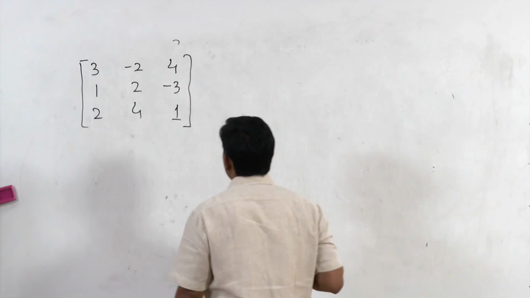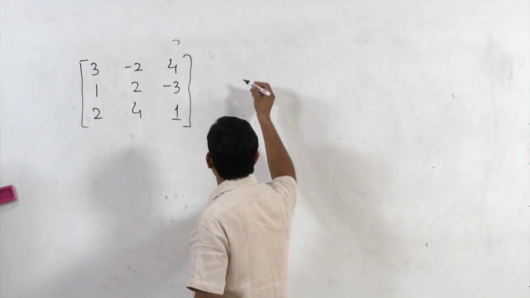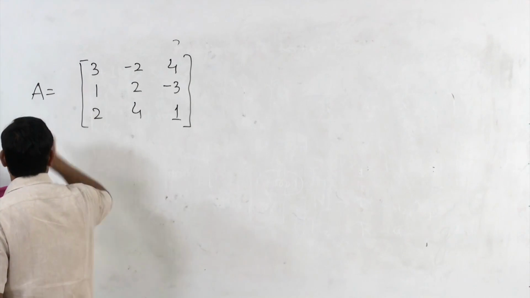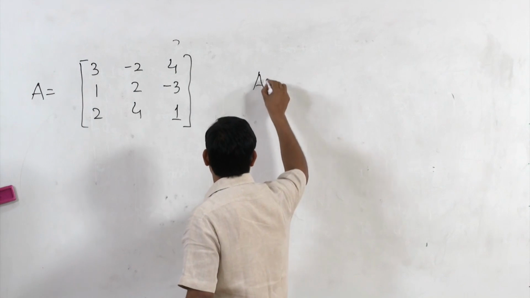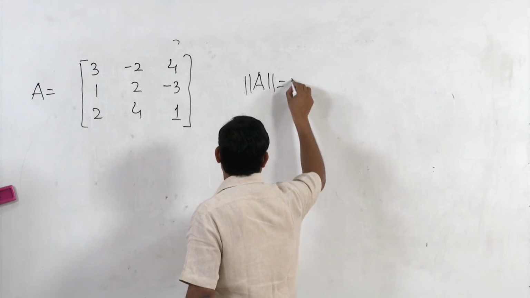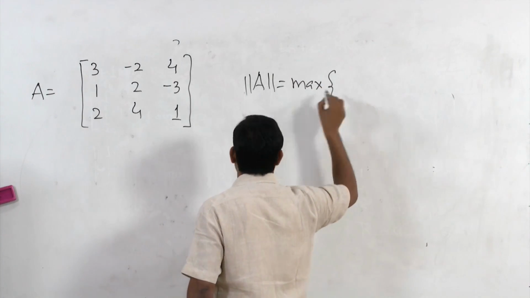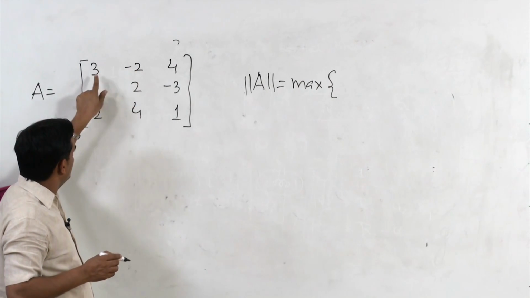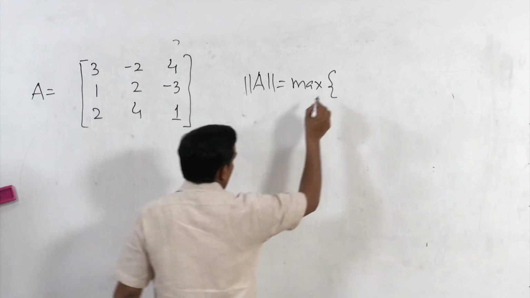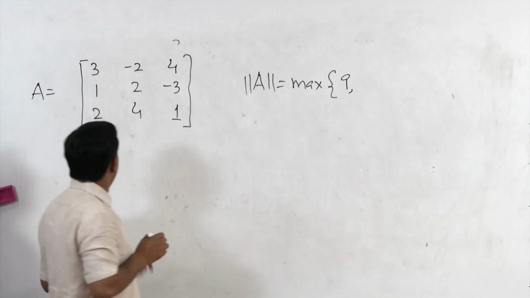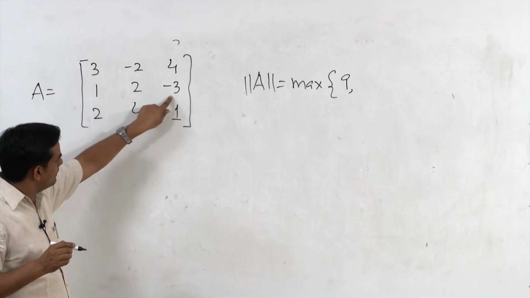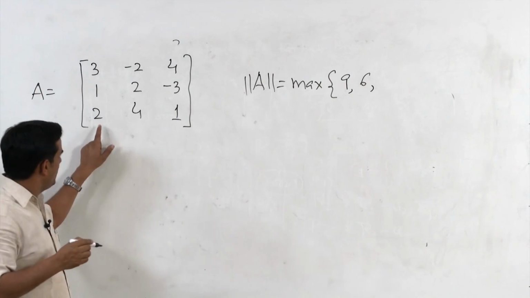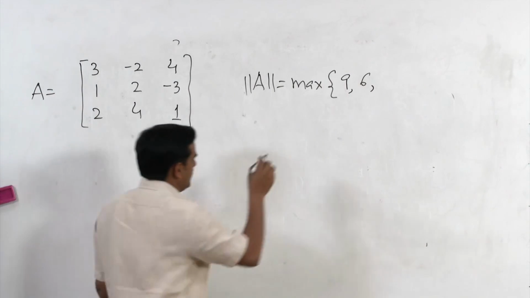So, here if you look, the maximum row norm of this matrix, let us say A, is given by the maximum of the row sums. In the first row, the absolute value of minus 2 will be 2, so 3 plus 2 plus 4 becomes 9. For the second row, 1 plus 2 plus 3 becomes 6, and in the third row, 2 plus 4 plus 1 is 7.